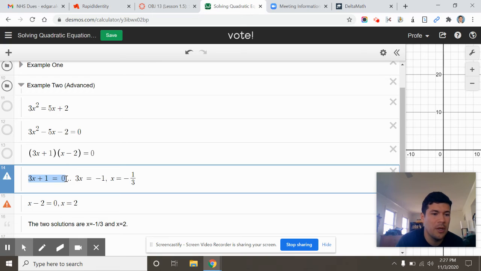3x plus 1 equals 0, so I'm going to subtract 1 from both sides. So I have 3x equals negative 1. All right, no big deal. Now I divide by 3. So my final answer is x equals negative 1/3.